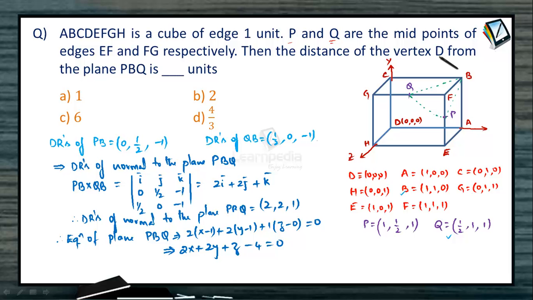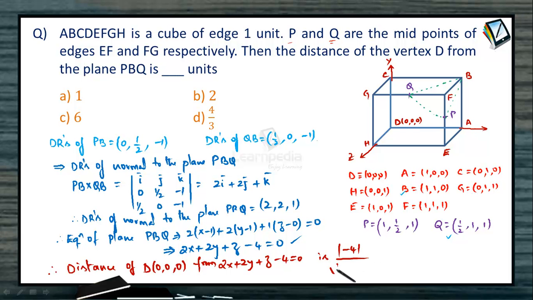We need the distance of D, which is origin, from this plane now. Therefore, distance of D, which is treated as 0, 0, 0 from the plane 2x plus 2y plus z minus 4 equal to 0 is how much? Modulus of the constant, that is minus 4 by square root of 2 square plus 2 square plus 1, or simply it is 4 by 3 units. So what is the distance of the required point from origin? Yes, it is 4 by 3 units.